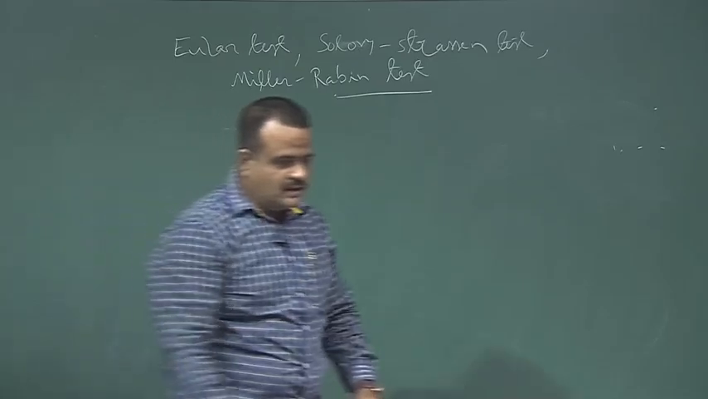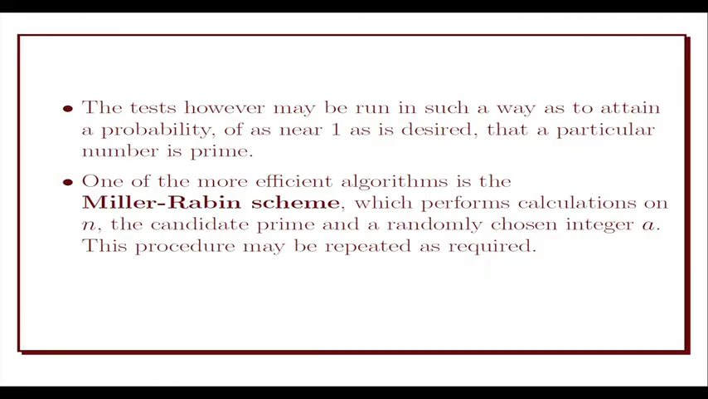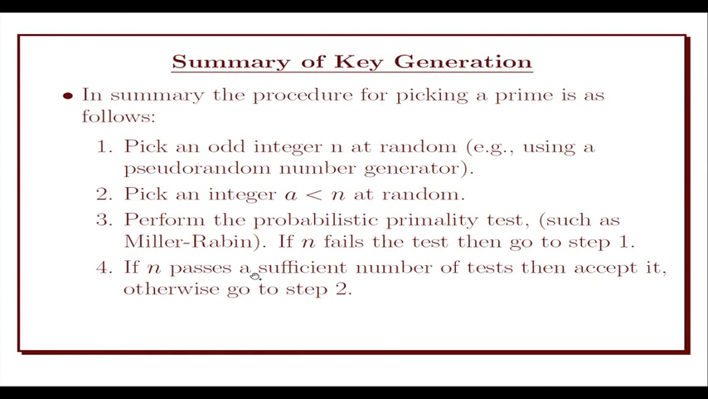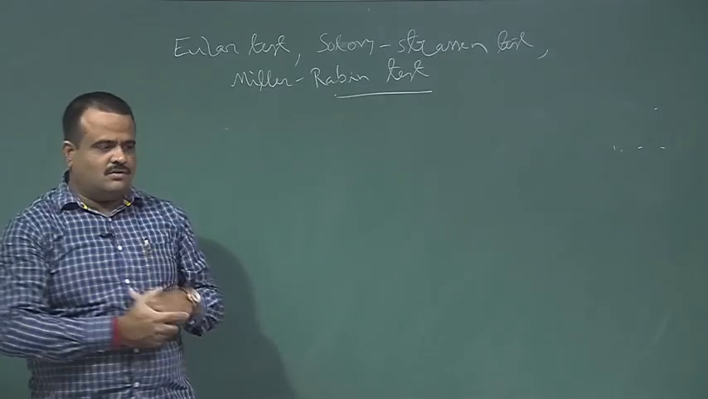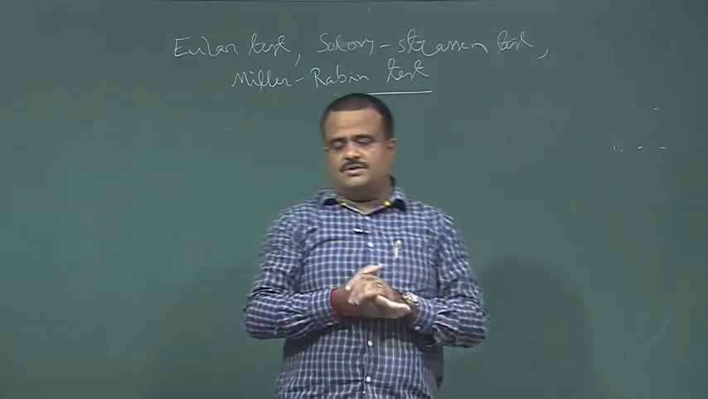So, this is basically a summary of key generation for the prime. We pick an odd integer, and then we have to perform the probabilistic primality test, like we can use the Miller-Rabin test, and if it fails, then we have to try another number. These are all to generate the primes. So, this is the way we can generate the prime. Now, come to the RSA security of this crypto system.